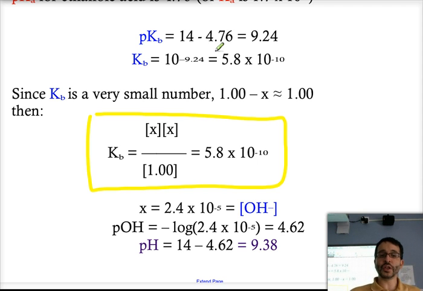We calculate pOH, which ends up being 4.62, and then 14 minus 4.62 gives us the pH, which is our final desired answer. When we dissolve sodium ethanoate and the solution has a concentration of 1 molar, the pH of that solution is going to be basic, and it's going to be 9.38.